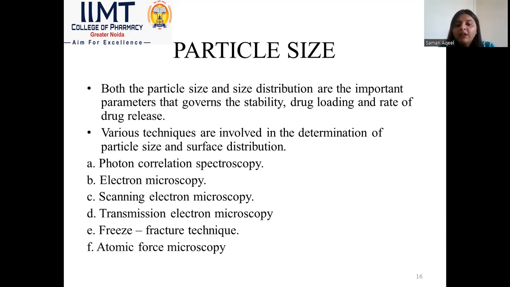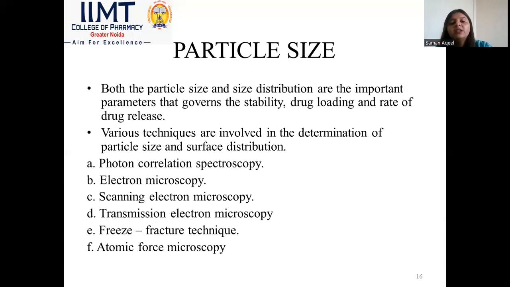Various techniques are involved in the determination of particle size and size distribution. So the techniques are, first one is photon correlation spectroscopy, second one is electron microscopy, third one is scanning electron microscopy, fourth one is transmission electron microscopy, fifth one is the freeze fracture technique, and the sixth one, the last one, is atomic force microscopy.